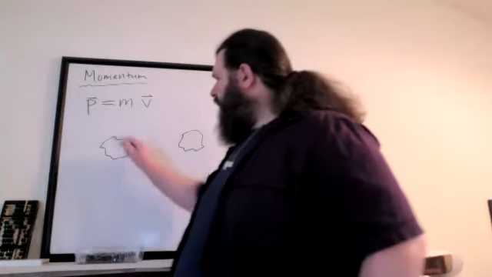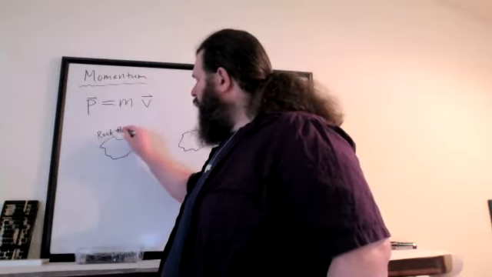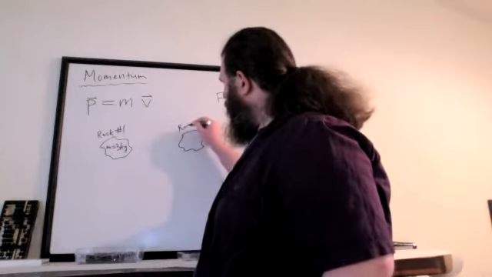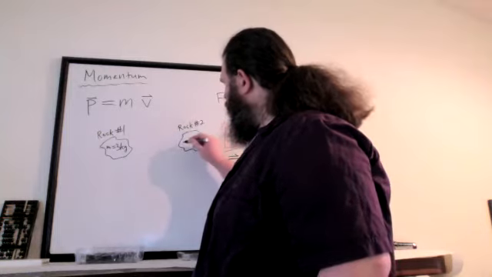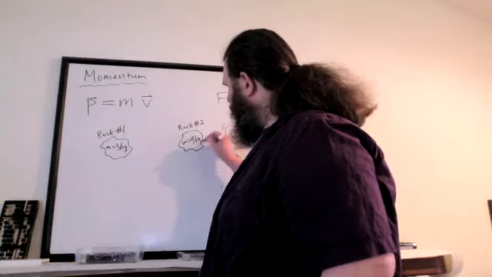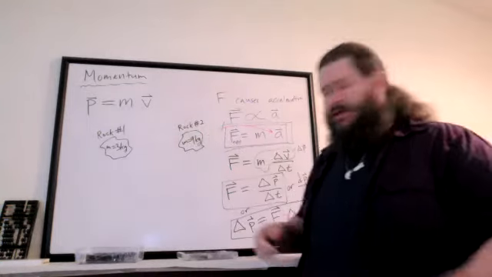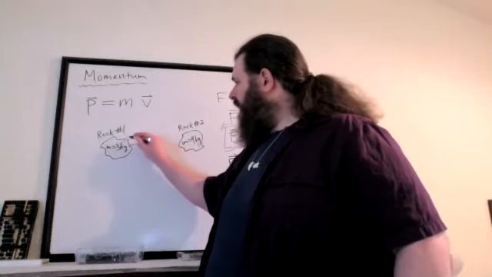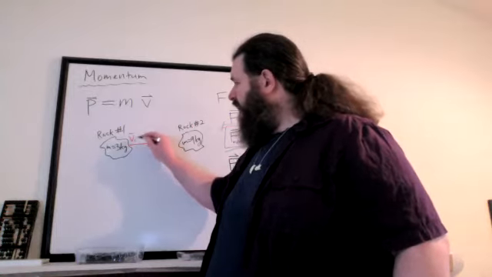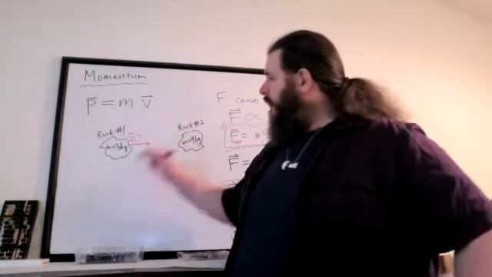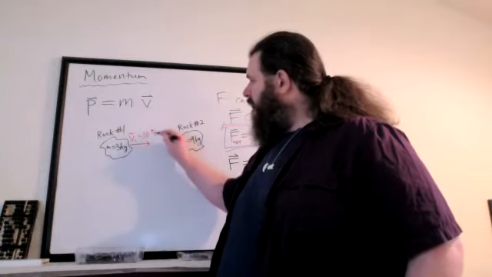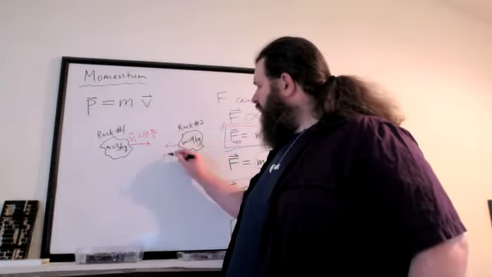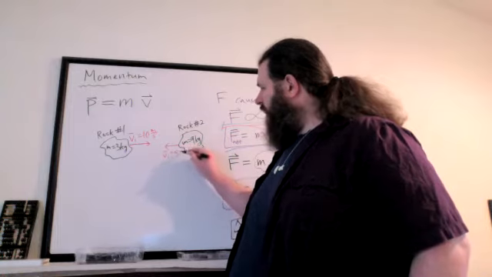So let's say you've got rock number 1, whose mass is 3 kilograms, and rock number 2, whose mass is, let's say, 9 kilograms. And let's say they're moving at different speeds. Maybe one of them is moving to the right at an initial velocity, since direction matters here, of, let's say, 10 meters per second. And the other one is moving to the left at an initial speed of 5 meters per second.